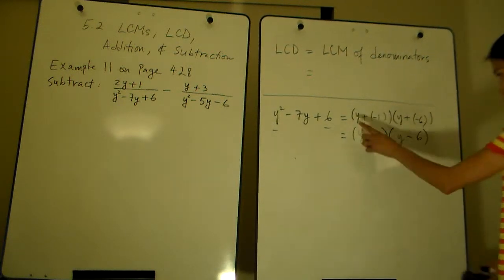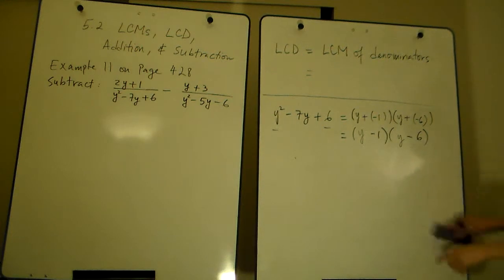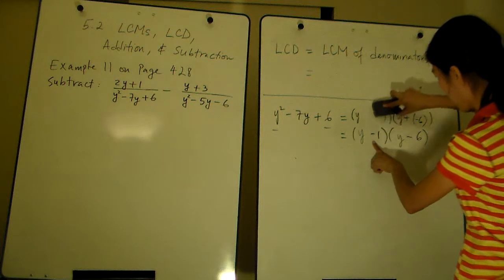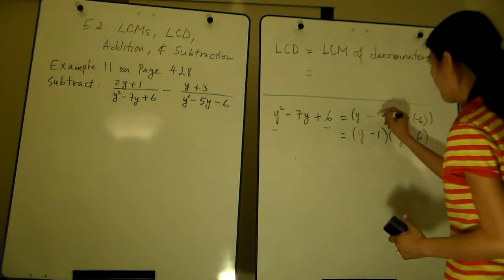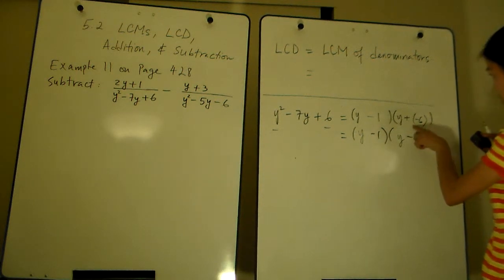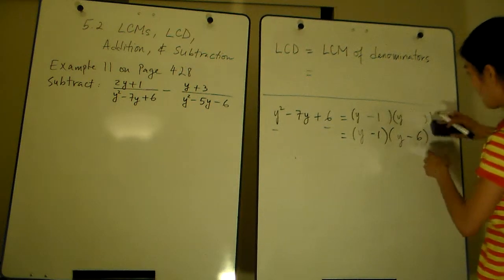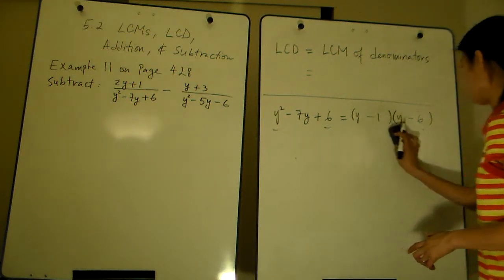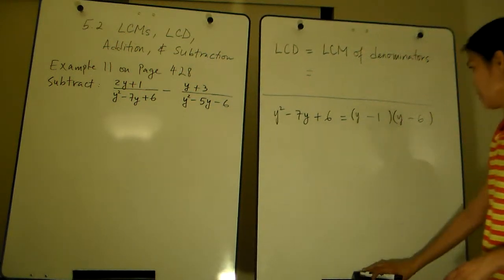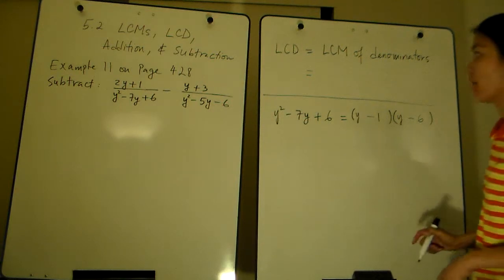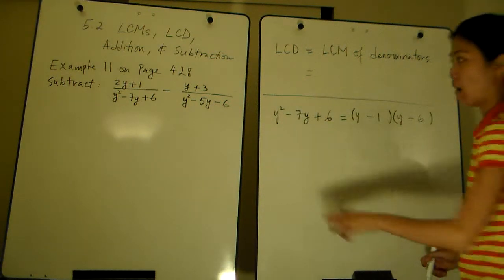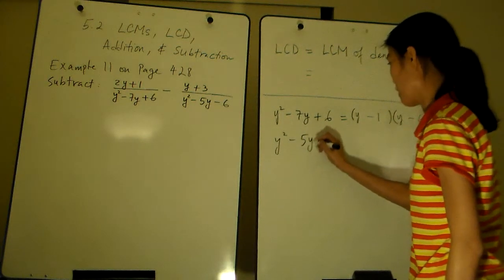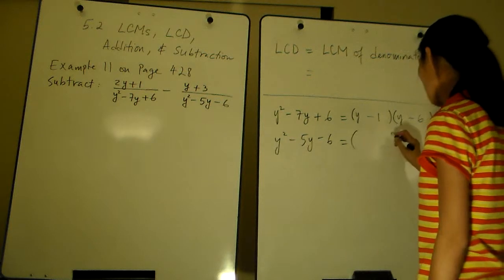So let me rewrite this in this form to make it cleaner. This is y minus 1, and this is y minus 6. Clear all these out. So y minus 1 and y minus 6 are factors of this denominator. How about this denominator, y squared minus 5y minus 6? How do we factor this?